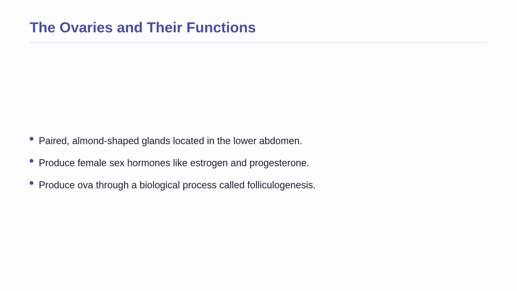They serve two critical functions. First, they act as endocrine glands, producing vital sex hormones like estrogen and progesterone. Second, they are responsible for folliculogenesis, which is the biological process of maturing and producing ova, or eggs. Without these organs, the entire reproductive cycle would not exist.